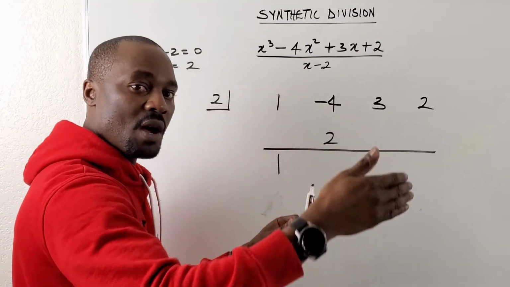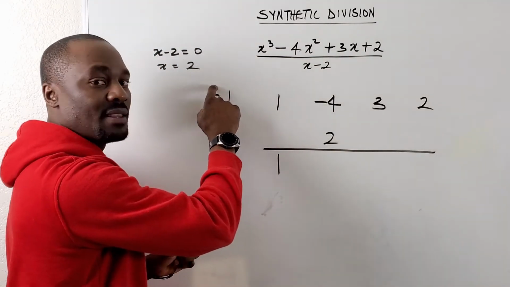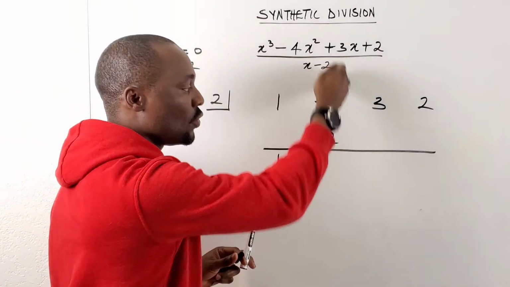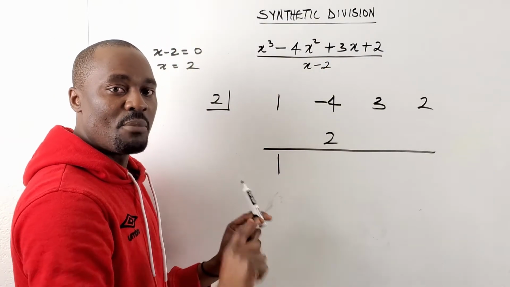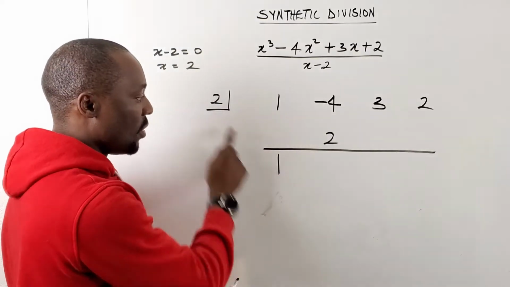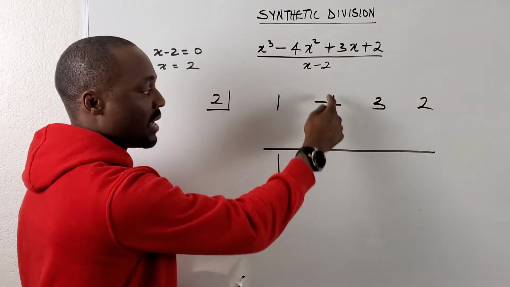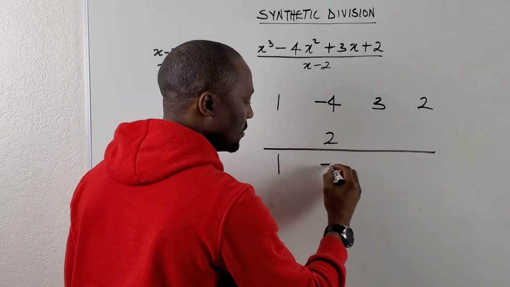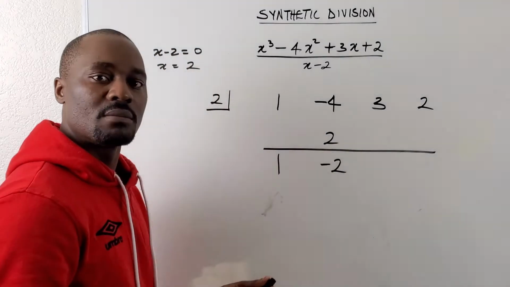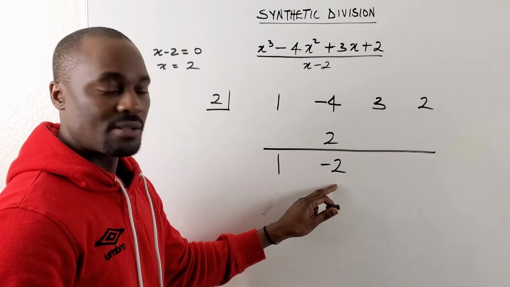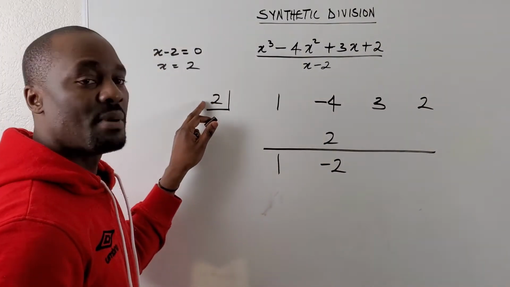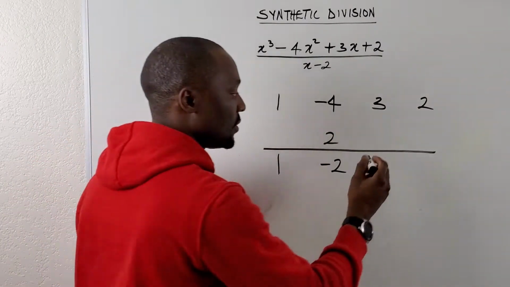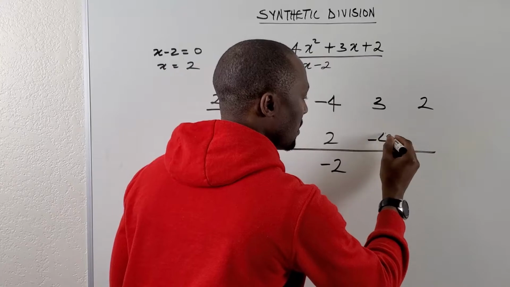For you to move on, take the answer to multiply this divisor. So 1 times 2 gives you 2. Write the 2 here. You just add. Remember I said multiply and add. You multiply, write the answer here, and add this. So negative 4 plus 2 is going to be negative 2. We move on. This is another answer. Take this negative 2, multiply it by 2. You're going to get negative 4. Write your answer in the next column. So we get negative 4.